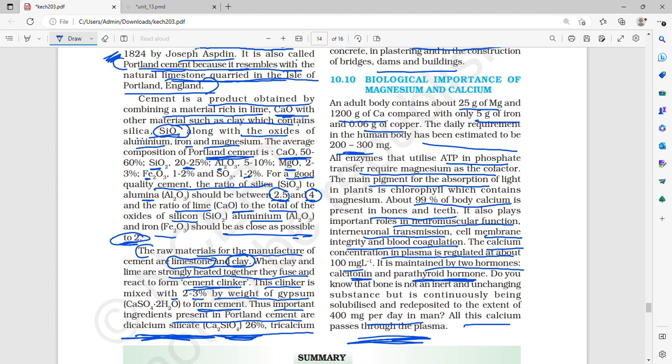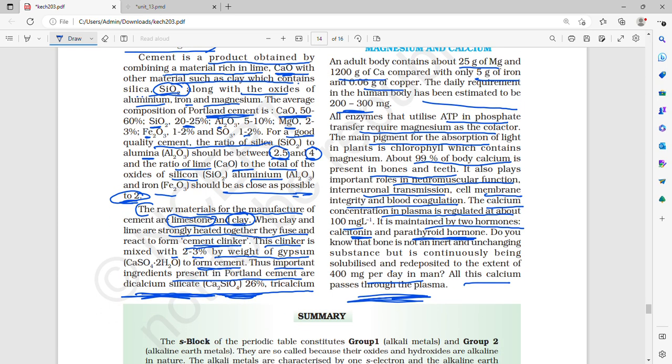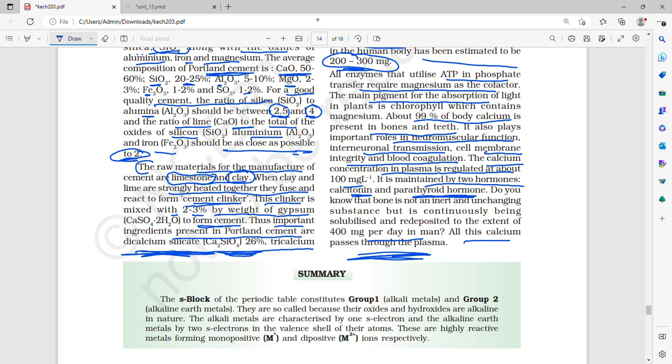Biological importance of magnesium and calcium. The adult body contains 25 gram of magnesium and 1200 gram of calcium, compared with only 5 gram of iron and 0.06 gram of copper. Daily requirement has been estimated at 200 to 300 milligrams. All the enzymes that utilize ATP in phosphate transfer require magnesium as a cofactor.